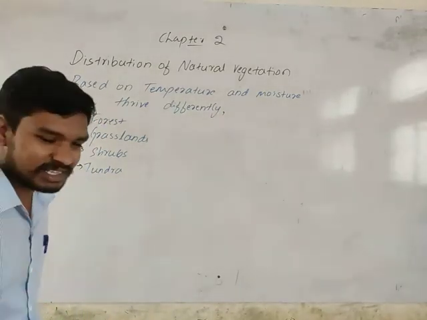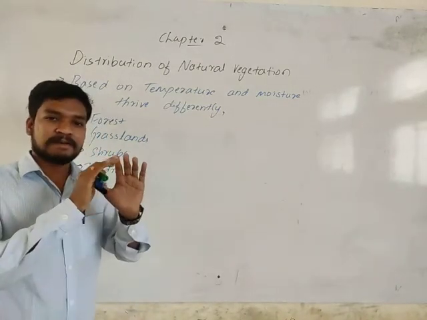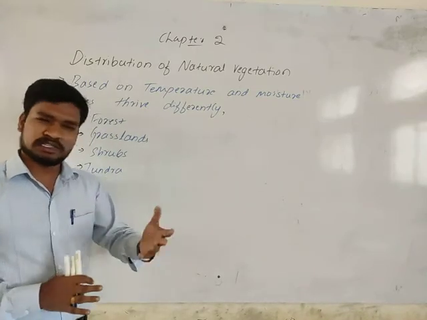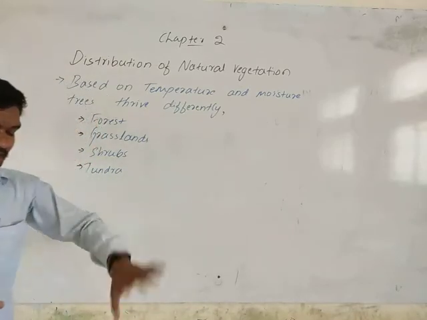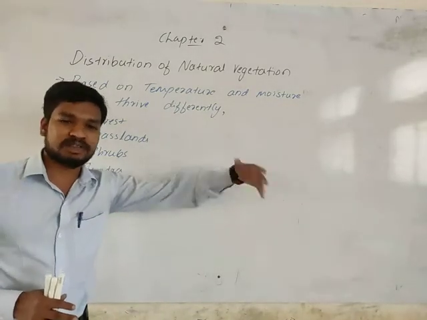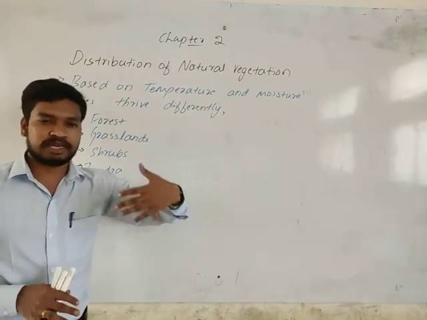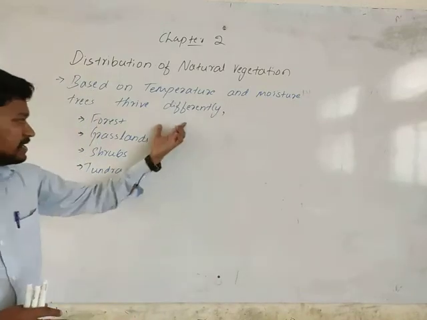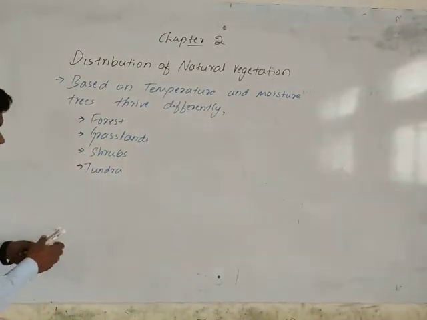Our earth is not a flat surface. It is spherical in shape, mainly called a geoid. Based on that, sunlight will not fall directly or equally on every place on the earth's surface. For that reason we can find differences in natural vegetation. About forest, we will go somewhat deeper.